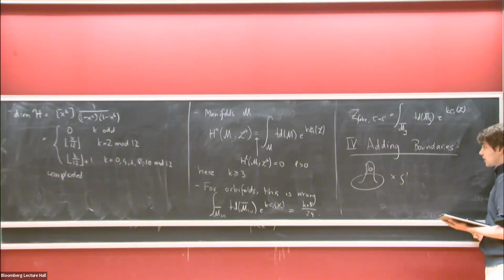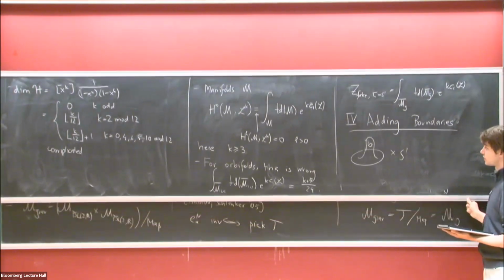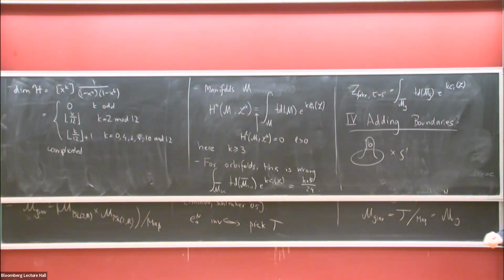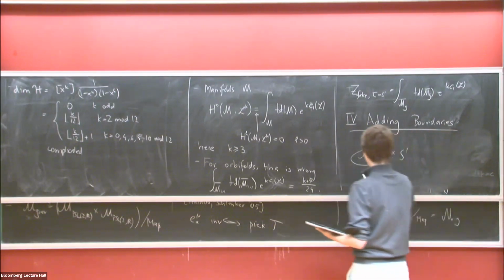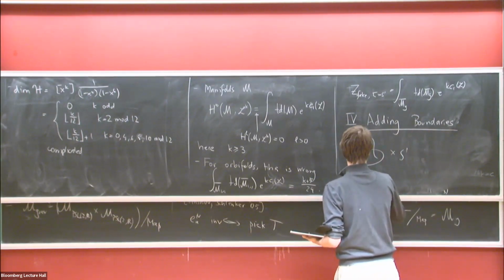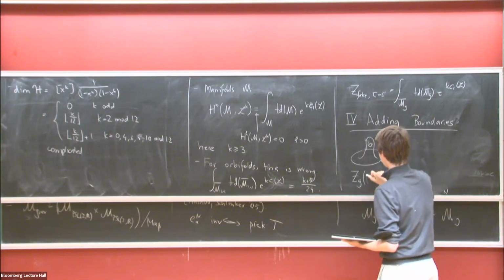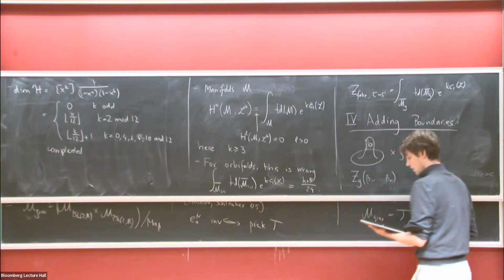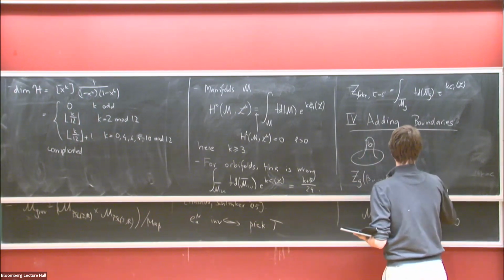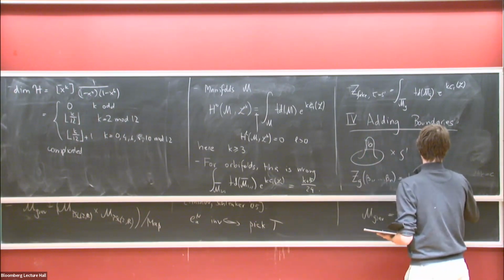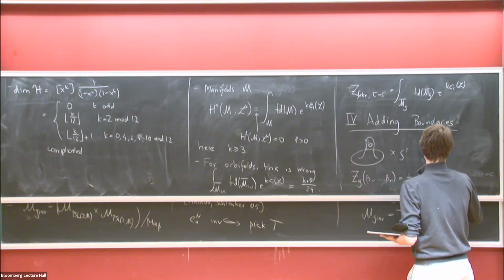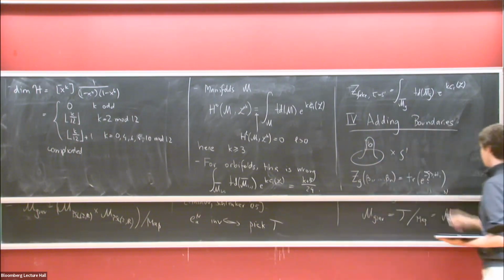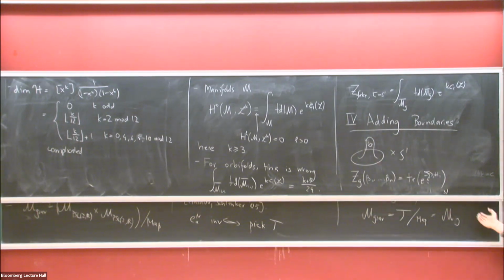Okay, so we have to generalize now the setting that we considered to the case with asymptotic boundaries. And in this case, we want to compute a partition function that is not just a number, but it depends on the beta parameters or the modular parameters of the boundary tori. So we want to compute something like this, where Hi are the boundary Hamiltonians.